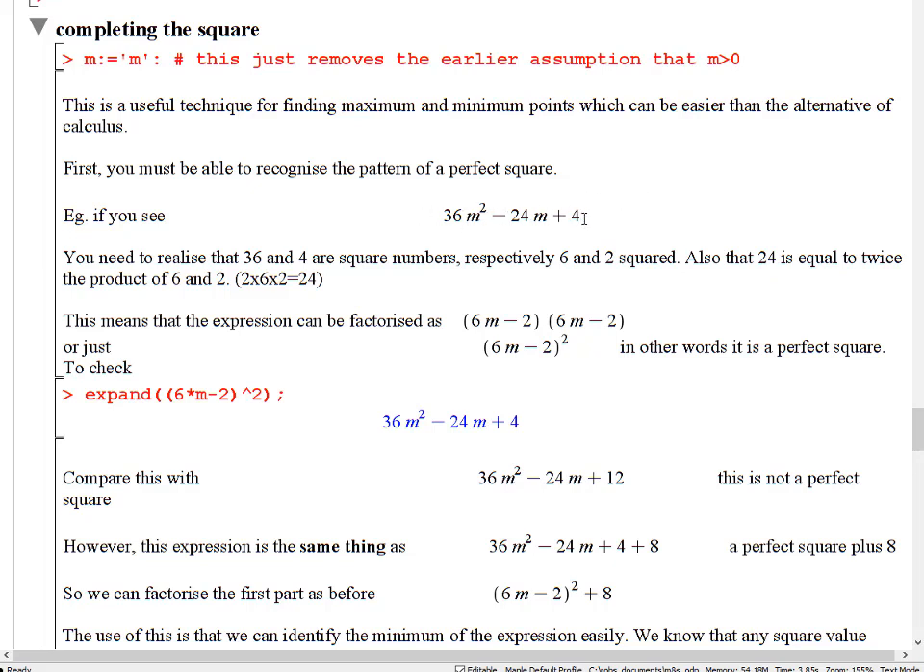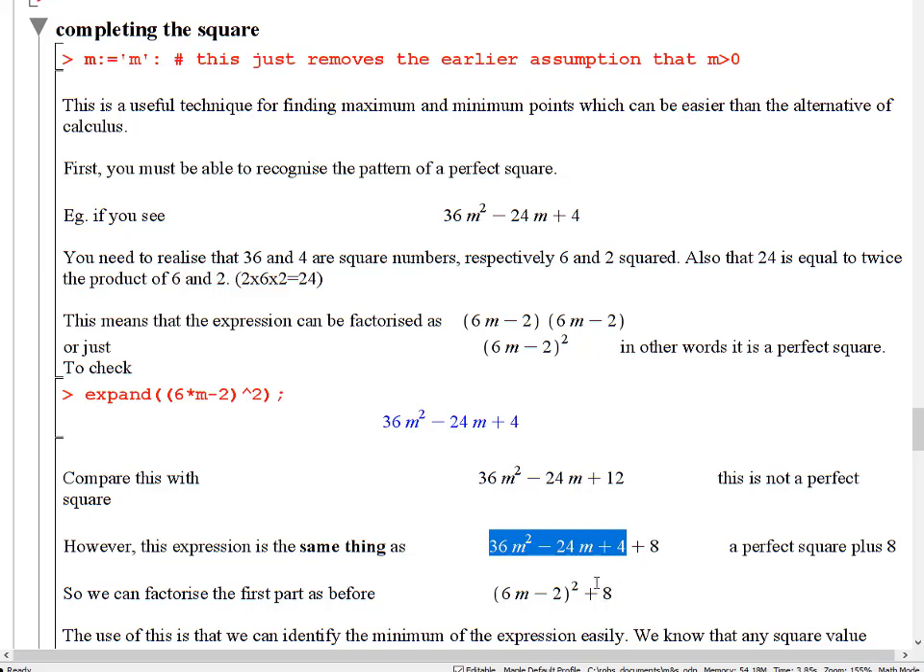So the problem with this is that many times you don't get a perfect square, because this is just really luck. Many times you have something like this, which is not a perfect square. However, what you can always do is this trick. If I take this and write it like that, you can see this is exactly the same thing. Now, this part is a perfect square, and I just have to add 8 to it. So this I can put into the perfect square form. I just have plus 8 on the end.